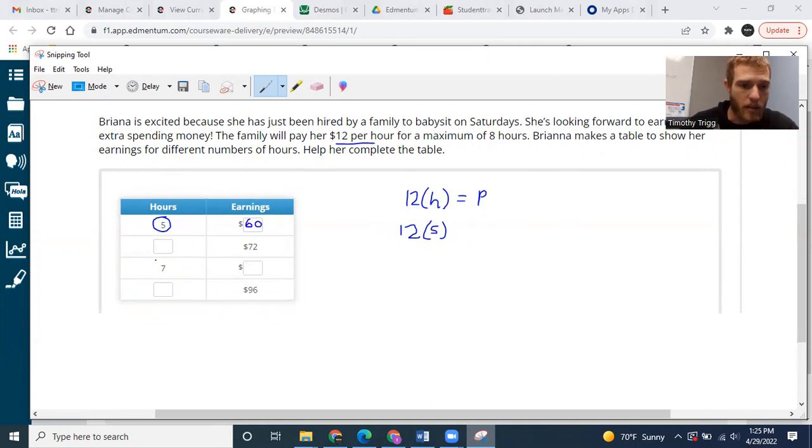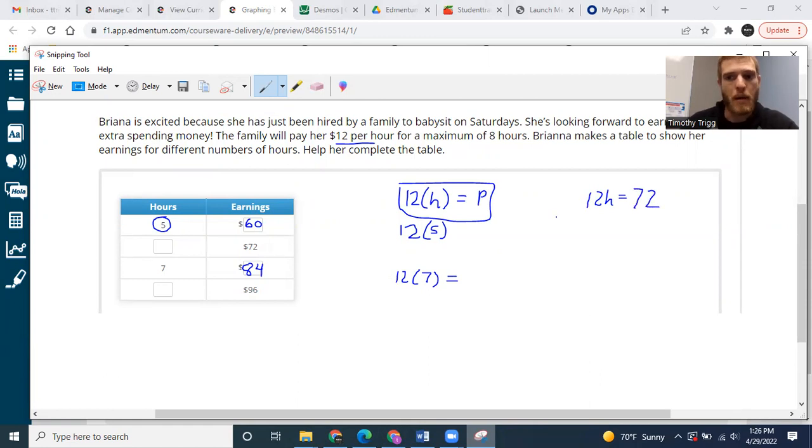Let's go ahead and fill out this other one where she works 7 hours. So you just do 12 times 7, and this will tell you how much she earns if she works 7 hours. So this ends up being 84. Okay, now what about these ones? Well, these ones, they tell you how much she earned. We need to figure out how many hours she must work. So if we, again, look at this equation, this time they're giving us the pay. So 12H equals, and the pay is 72.